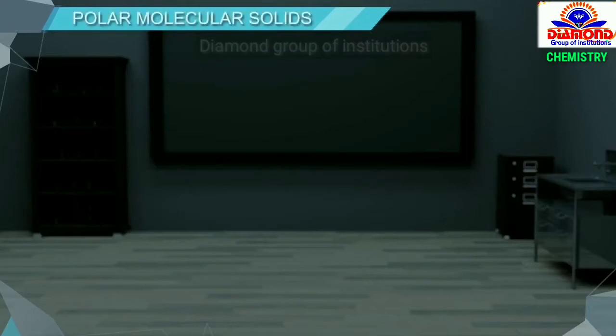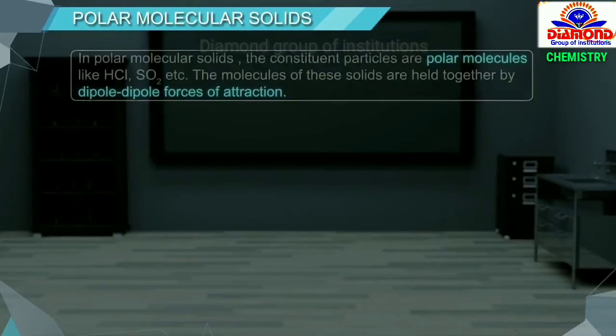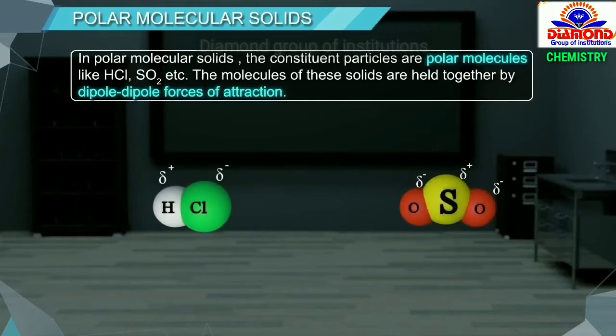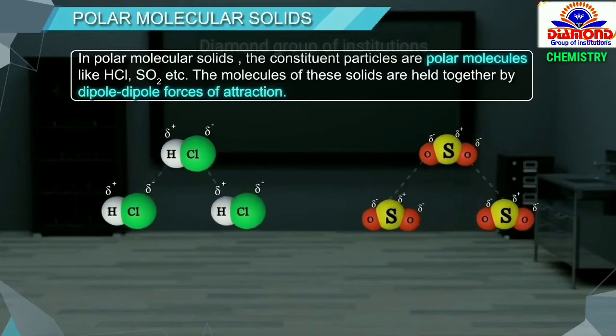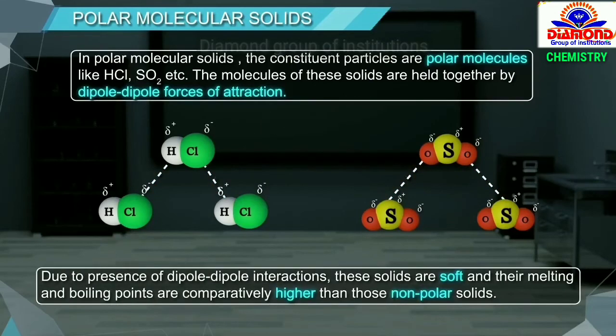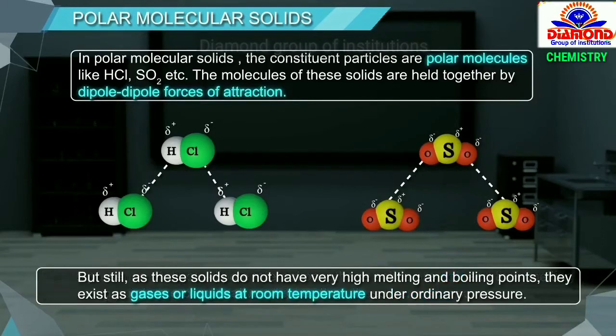Let us study about polar molecular solids. In polar molecular solids, the constituent particles are polar molecules like HCl, SO2, etc. The molecules of these solids are held together by dipole-dipole forces of attraction. Due to the presence of dipole-dipole interactions, these solids are soft and their melting and boiling points are comparatively higher than those of nonpolar solids. But still, as these solids do not have very high melting and boiling points, they exist as gases or liquids at room temperature under ordinary pressure.